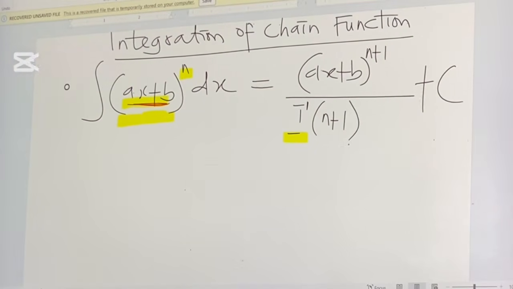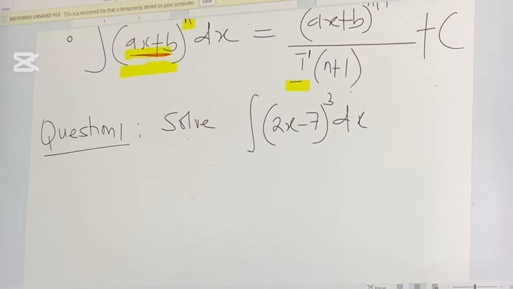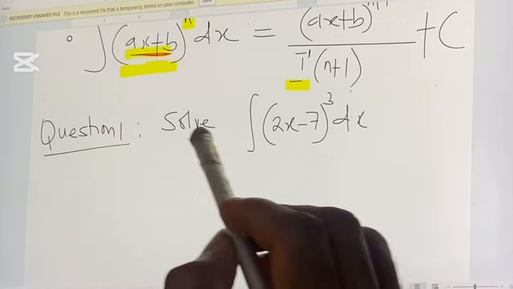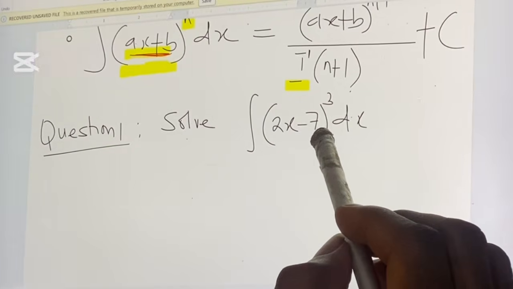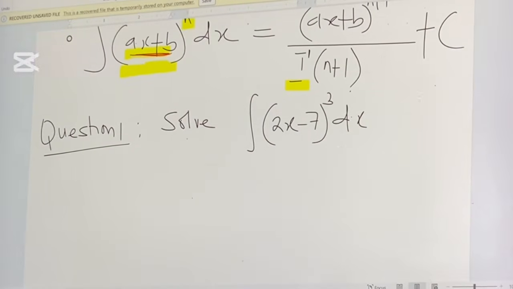Okay, so let's solve a question here to understand this format. Example 1, please. The question says, solve the integral of (2s - 7) raised to the power of 3 ds. Solution first.